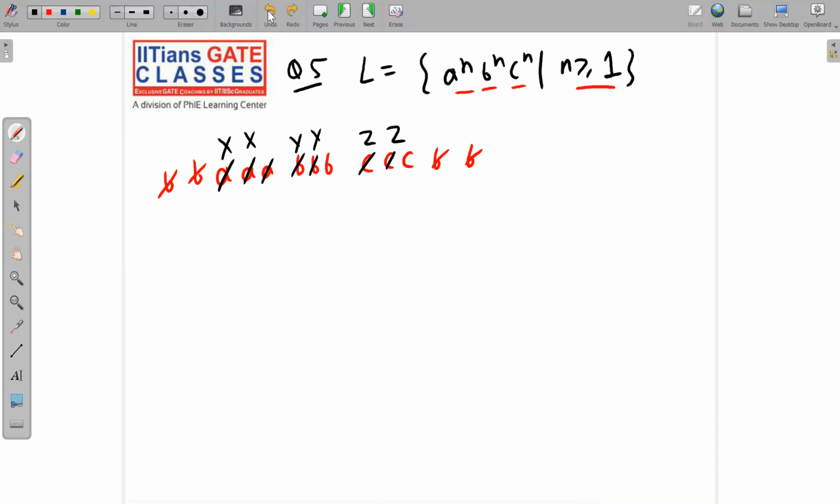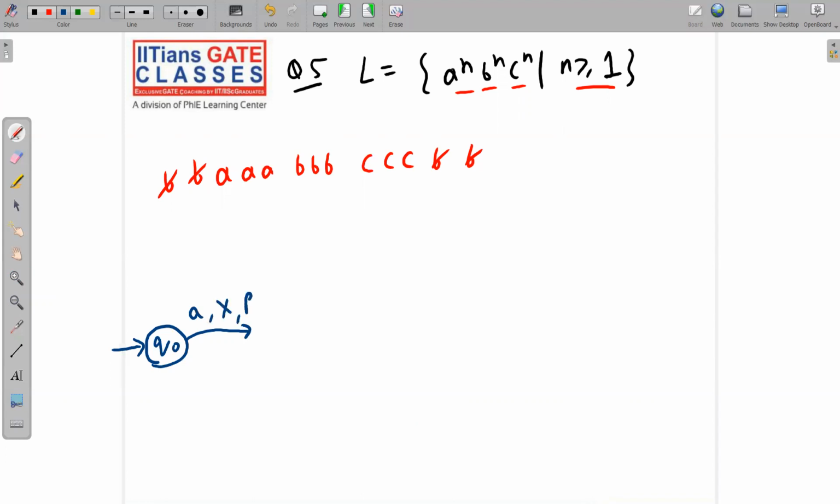Let me make the Turing machine now. So first thing will be what? Initially the Turing machine will be at state Q naught. On Q naught, as soon as A is read, A will be converted to X and the Turing machine will move to the right, state will be Q1. Now Q1 will ignore all the A's, because it is in the search of B only. So A will remain A and it will move toward the right.